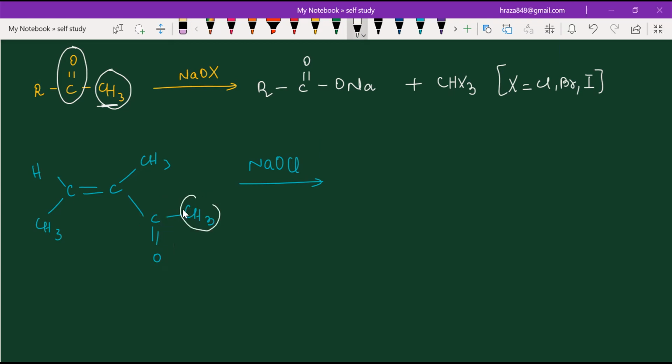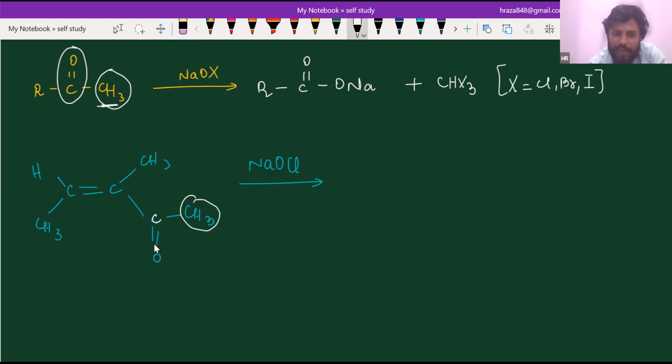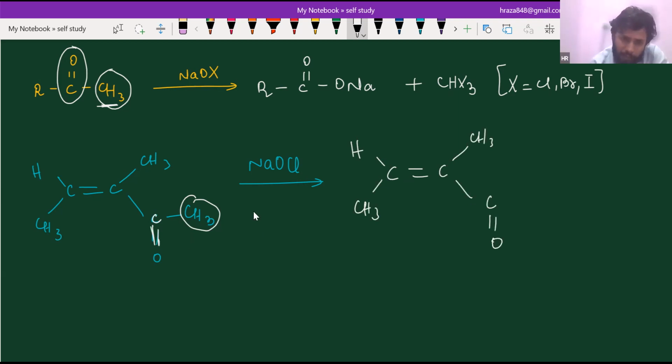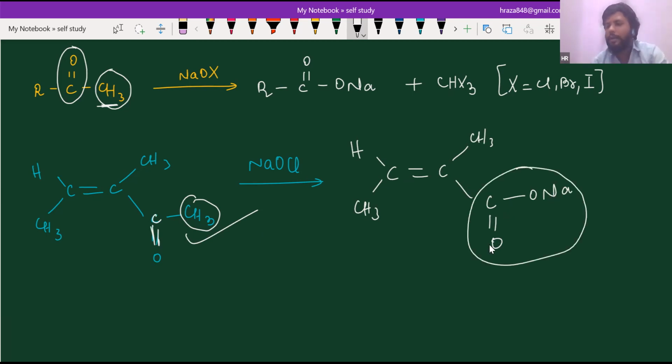So this CH3 is directly connected to this carbon, which has the carbonyl group. What you need to do: the rest of the part stays as it is. We just focus on this part, C double bond O, and just remove this CH3 and add ONa. This methyl will be directly converted into ONa. When we attach ONa, it will form the salt of a carboxylic acid.